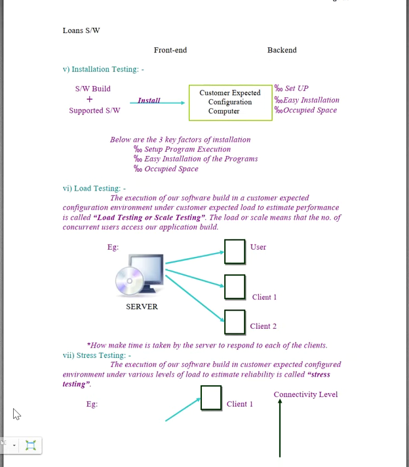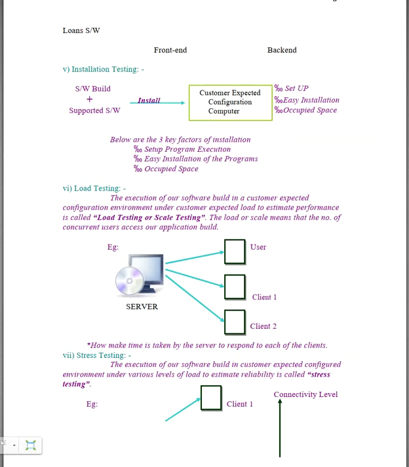Then we have the load testing. The execution of our software build in a customer expected configuration environment under customer expected load to estimate performance is called load testing. So if three or more people are working on the servers, how much load it can handle, how many people can actually access the server, and all those things.